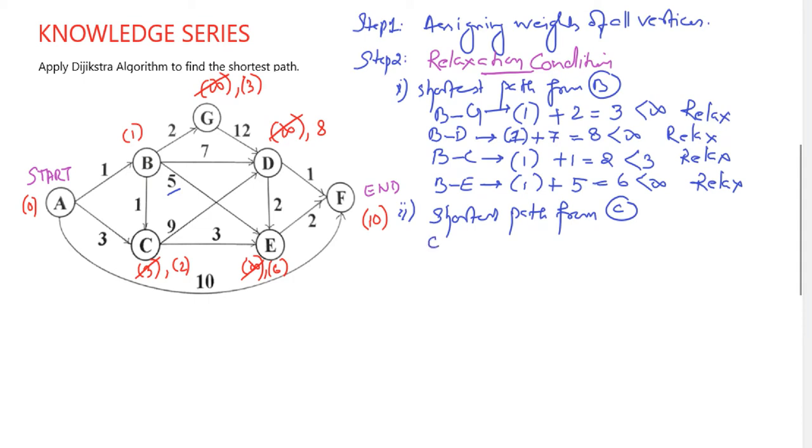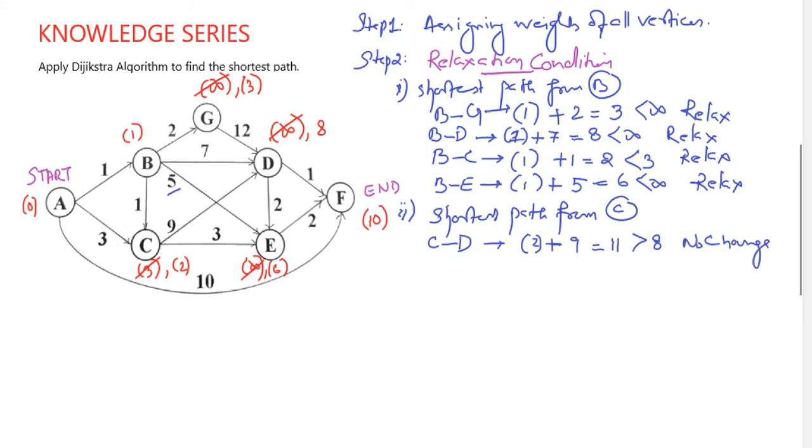From C, how many links are emerging? Two: C to D and C to E. C to D: what is the weight of C? It is 2. The link cost is 9 between C and D. So this is D. 2 plus 9 is 11, which is greater than 8. So no relaxation, no change.